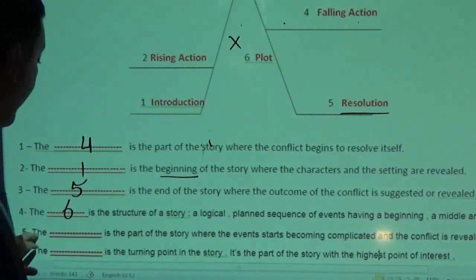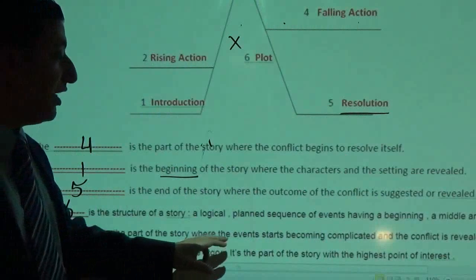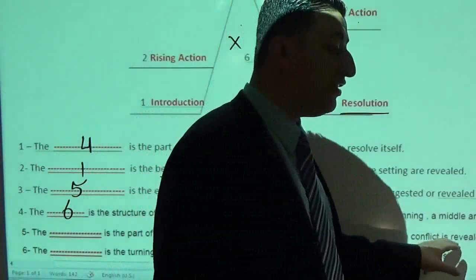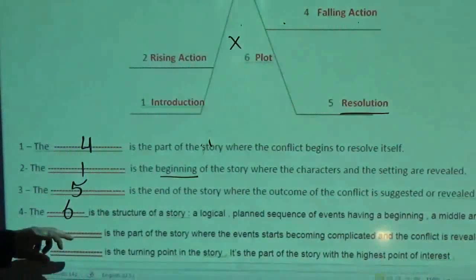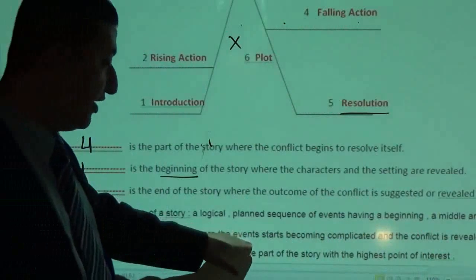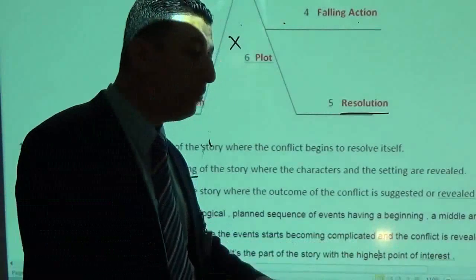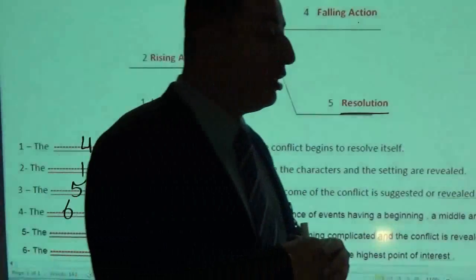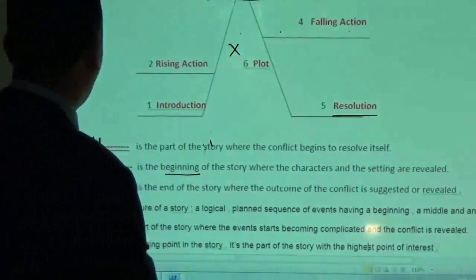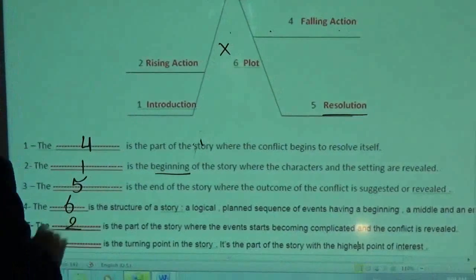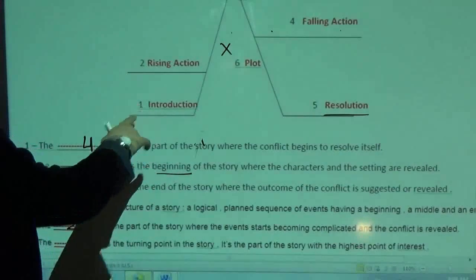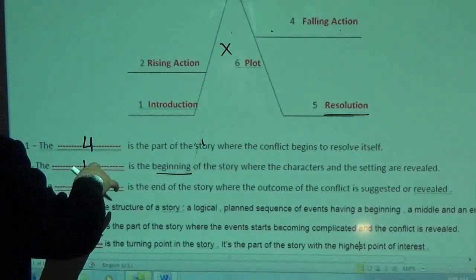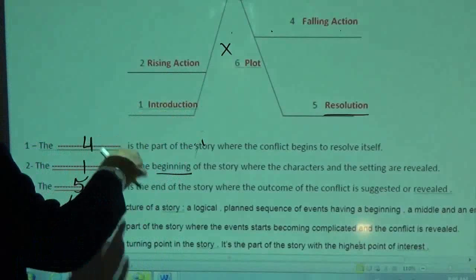Number five. The part of the story where the events start becoming complicated and the conflict is revealed. Complicated means coming together. This is called rising action. Number five is rising action.